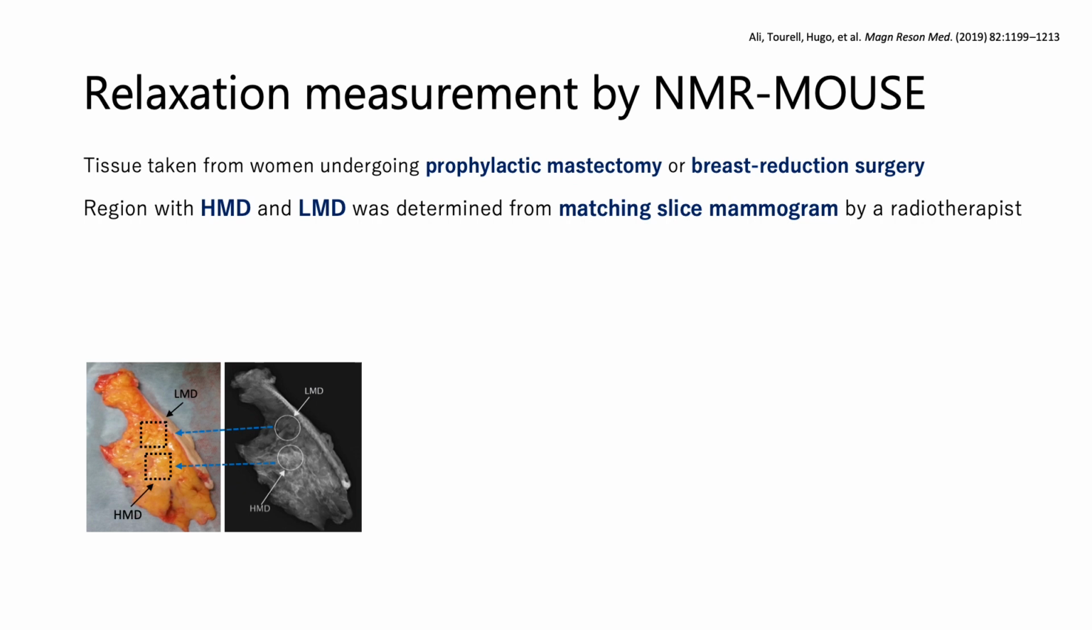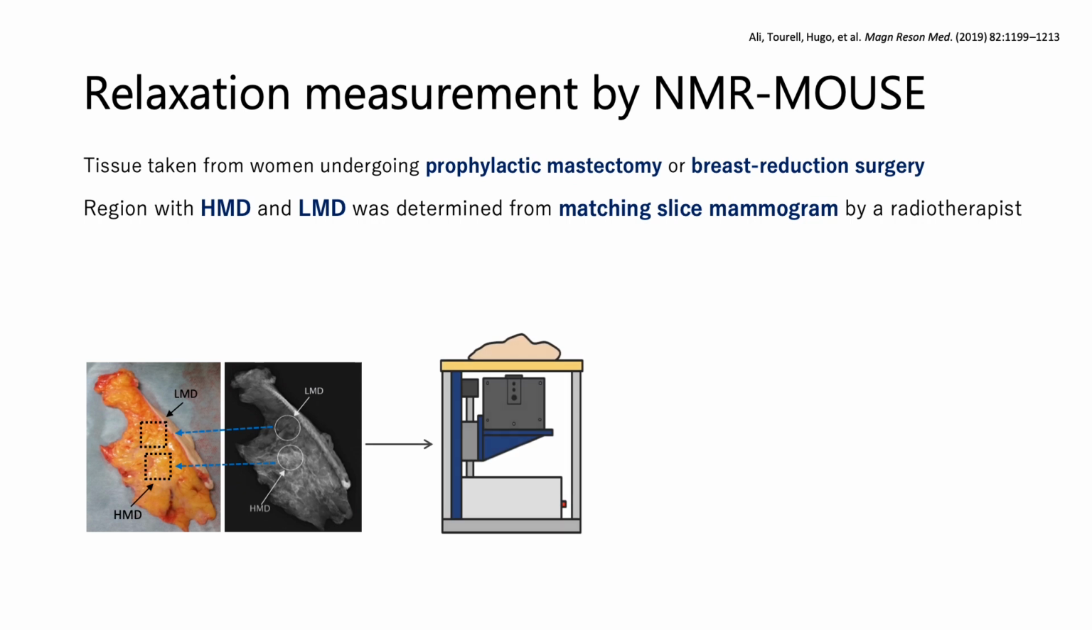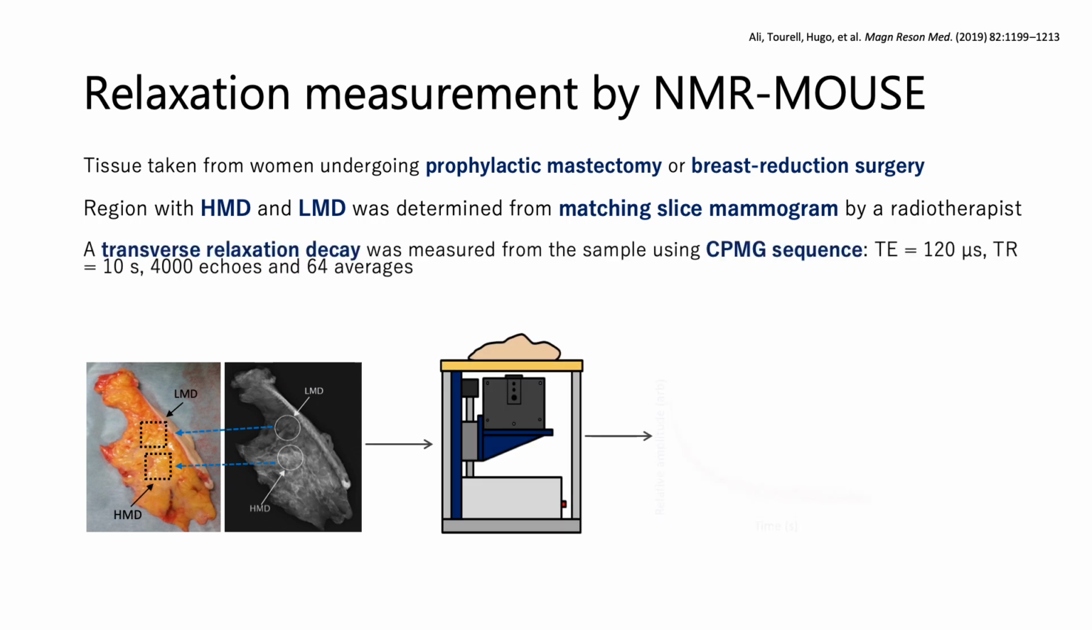Then, by comparing with the mammogram, we identified the regions with high mammographic density and low mammographic density in the tissue slice itself. After that, the tissue was placed on top of the sensitive volume of NMR-MOUSE, and using a CPMG sequence, which gives multi-slice multi-echo, we obtained a transverse relaxation decay. The parameters we used were 120 microsecond of TE, 10 second of TR, 4000 echoes, and 64 averages.